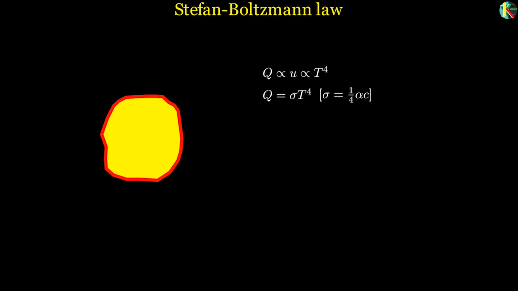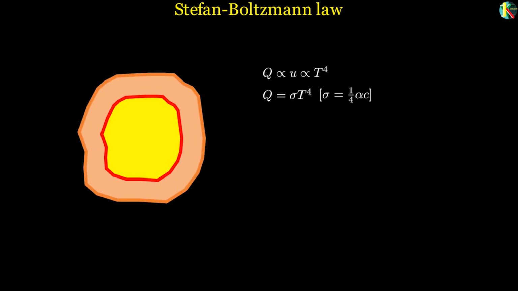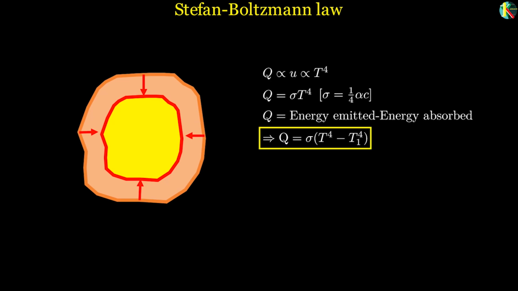If you are interested in how this relation comes, you can check the description where I have provided links for further reading. Now when this body is surrounded by another black body at temperature T1, the latter will also emit radiation equal to sigma T1 to the power 4, which will be incident on the first body. So the net loss of radiation of the first black body per second per unit area will be Q equal to total energy radiated minus total energy absorbed, which is sigma multiplied by T to the power 4 minus T1 to the power 4.